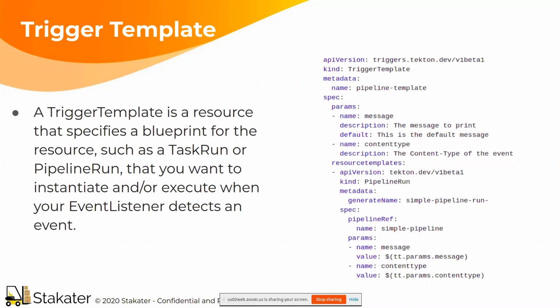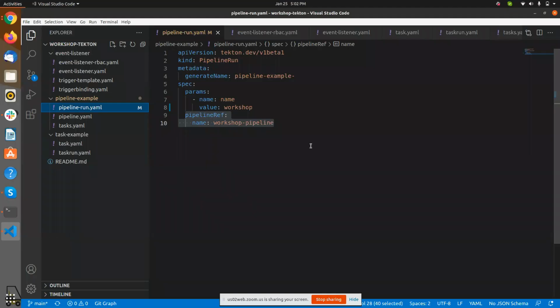So as you can see, this pipeline run is exactly similar to what we have created manually ourselves. It is just defining some parameters and it is also referencing the pipeline. But as you can see, there's one difference between what I had in the pipeline run before, that I was just hard coding the value in the pipeline run.